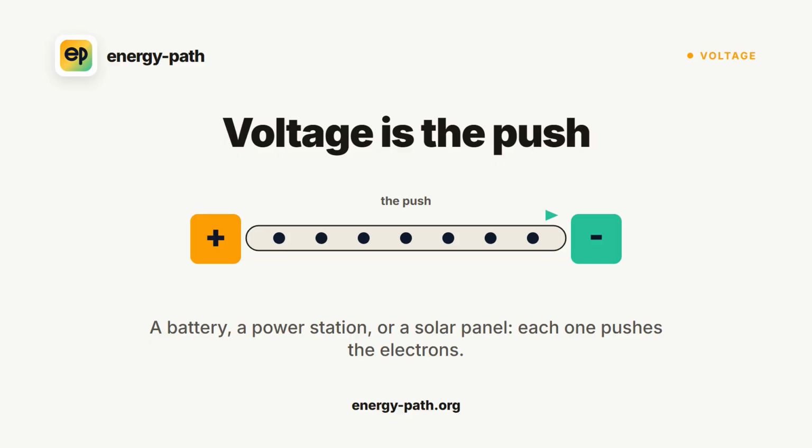But electrons do not move on their own. They need a push from an energy source. A battery pushes them with stored chemistry, a power station pushes them by spinning a turbine, and a solar panel pushes them using light. That push is an electrical pressure between 2 points, and we call it voltage.